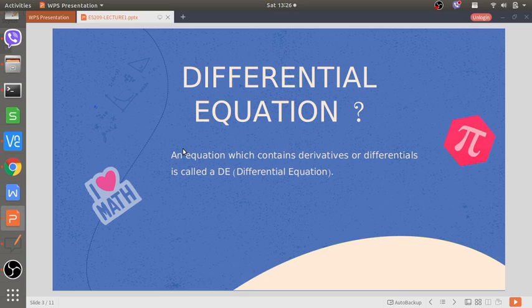So, first, what is a differential equation? A differential equation is an equation which contains derivatives or differentials. So, sa iya pa lang pasabot, tanan daw derivatives, tanan equation nga na derivatives either first order or second order, ginatawag na siya og differential equations.